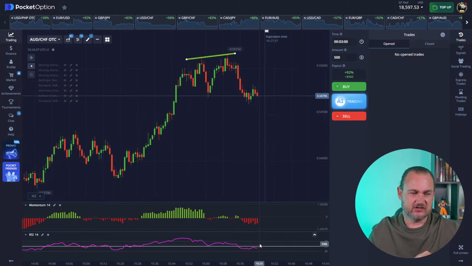We had the small rejection here on the RSI. See how the momentum is increasing. I'm not going to take a trade on this though.